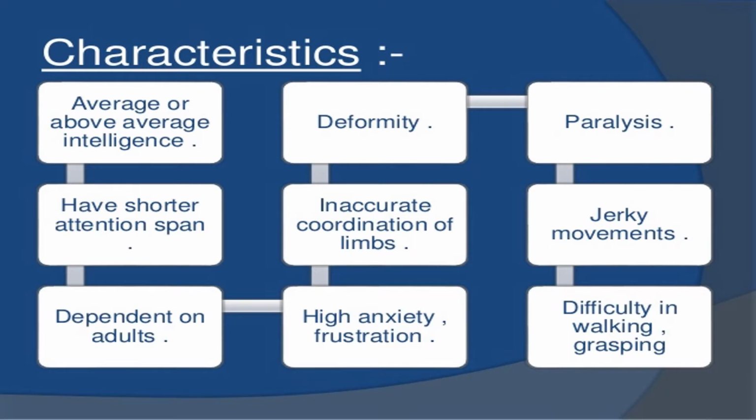This slide shows certain characteristics of orthopedic impairments. First, average or above average intelligence. Second, shorter attention span. Third, dependent on adults. Fourth, deformity. Fifth, inaccurate coordination of limbs. Sixth, high anxiety and frustration. Seventh, paralysis. Eighth, jerky movements. And ninth, difficulty in walking and grasping.